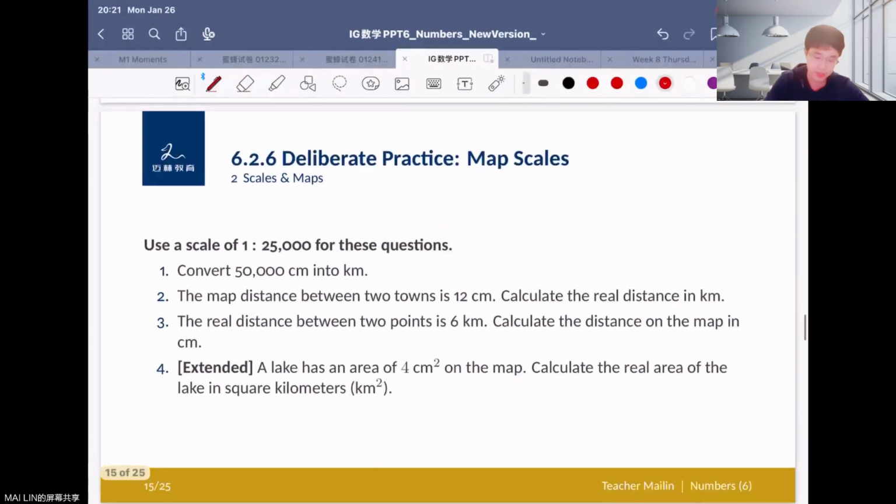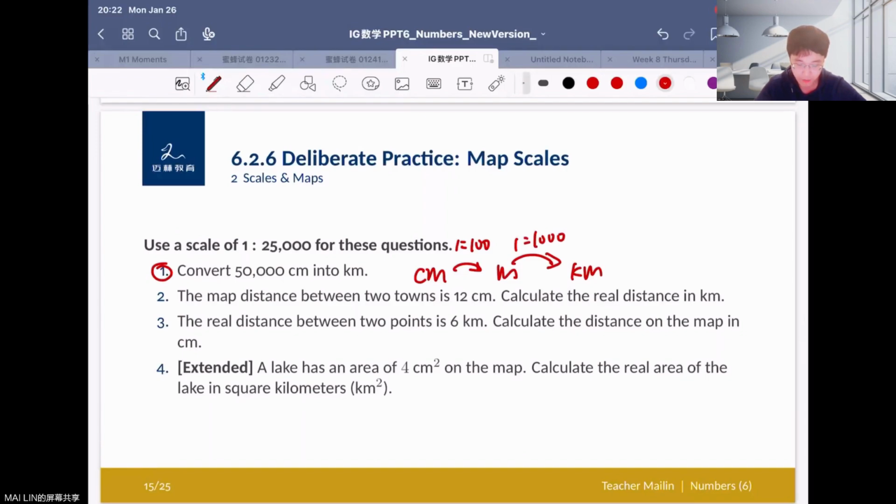The first question is to convert 50,000 centimeters into kilometers, okay? Maybe you can just take your time to do this for some seconds, but it's not really difficult if you are very familiar with centimeters and kilometers, right? Because we know that from centimeter to meter, the ratio is 1 versus 100. And from meter to kilometer, the ratio is 1 versus 1,000, right? So here we have 100 times 1,000, which is 100,000, okay?